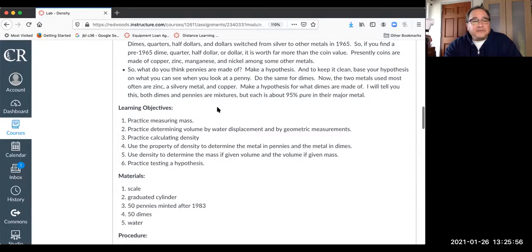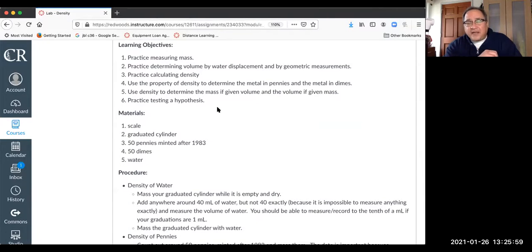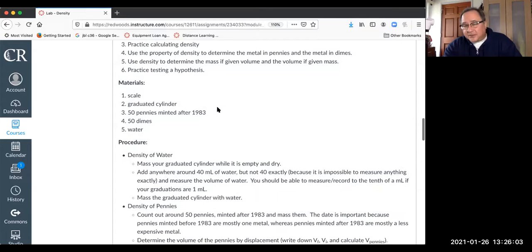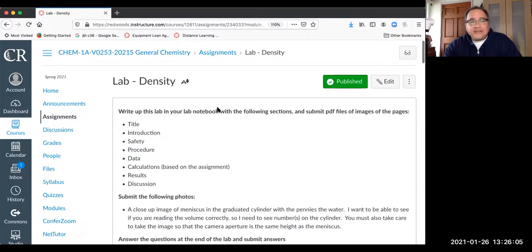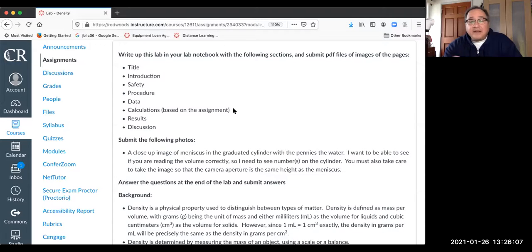Okay, so I normally in my lab don't write learning objectives and materials, but the procedure again is right here. The data, pretty straightforward, I think. The calculations based on the assignment. So now let's jump to the assignment.